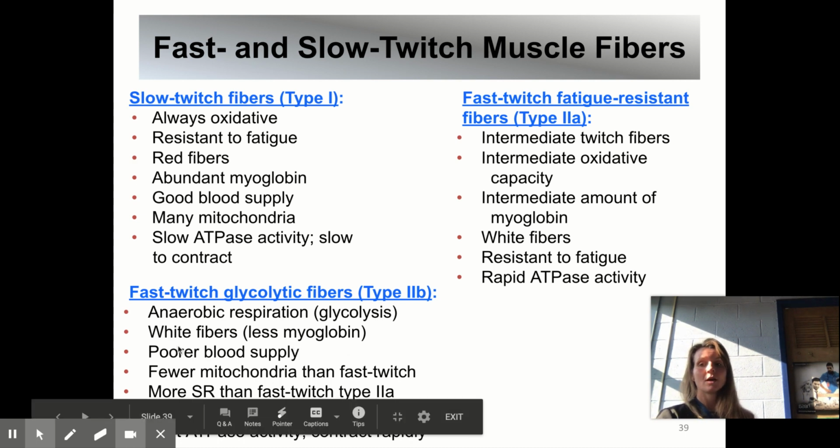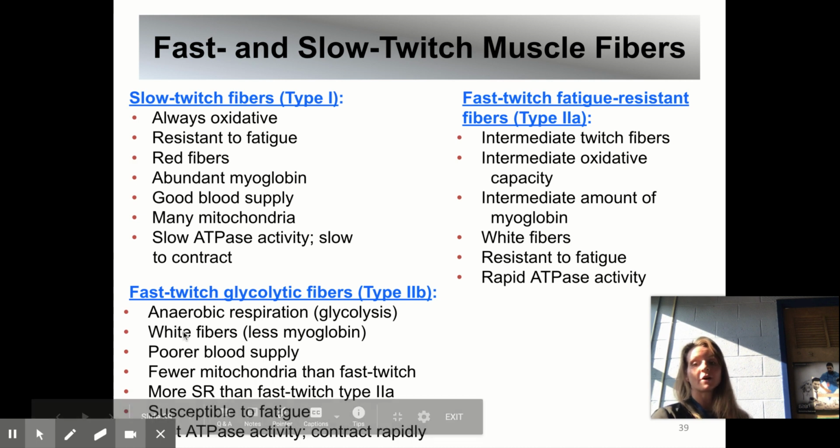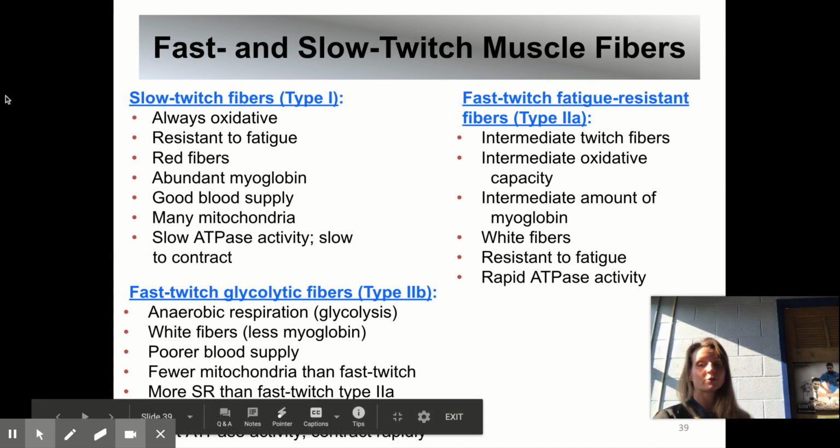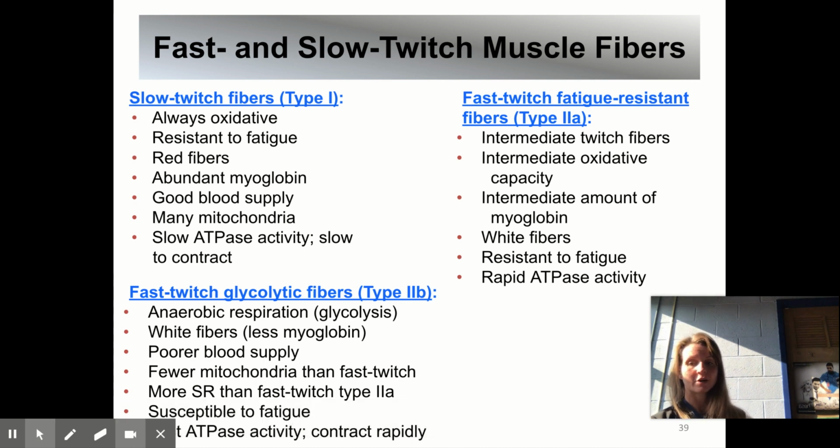They're going to have more white fibers, less myoglobin, so less oxygen is getting into them. Poor blood supply. Fewer mitochondria than the slow twitch because they're mostly doing anaerobic work. They don't have as many mitochondria because those muscle fibers don't have enough time to wait for the mitochondria to break down the glucose. They just need energy fast now.